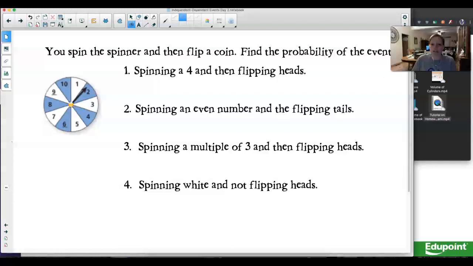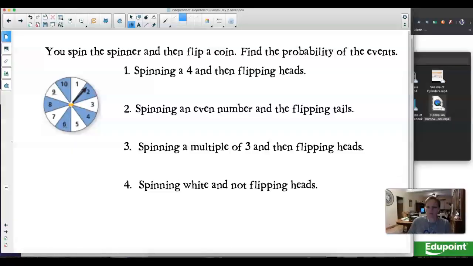Okay, so now let's actually work on finding the probability of some of these events. So if we're going to spin this spinner and then flip a coin, the probability of the events. So first of all, spinning a 4 and then flipping heads. Now, when you spin the spinner and then you flip a coin, they are independent events. One does not affect the other. So remember, we're going to find the probability of the first event, the probability of 4, times the probability of the second event, which is heads.